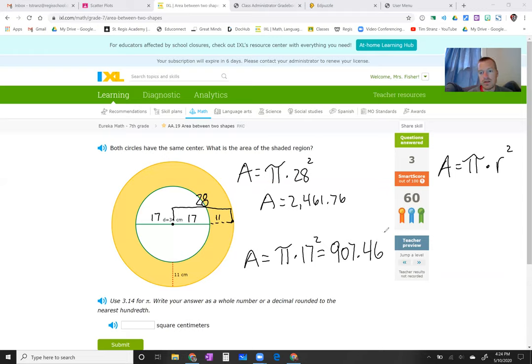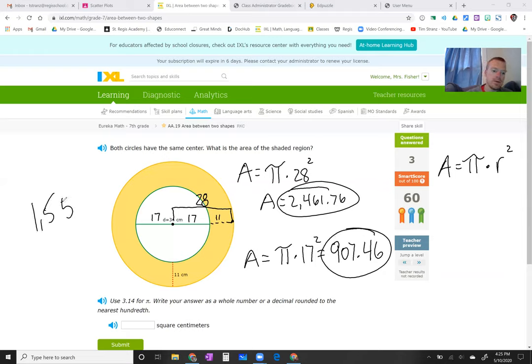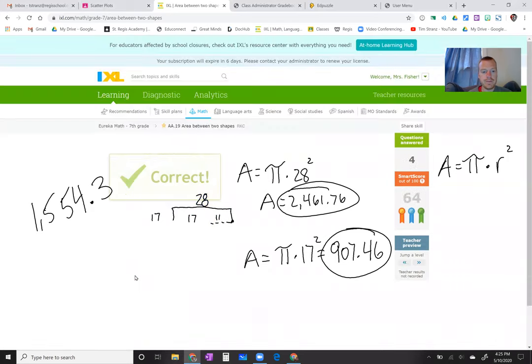Now you just need to subtract the two. We're going to take 2,461.76 and subtract 907.46 from that. 2,461.76 minus 907.46, and we get 1,554.3. Okay, not too hard. 1,554.3. And there you go.